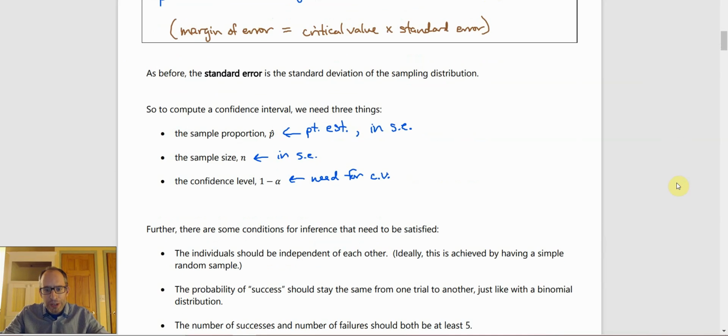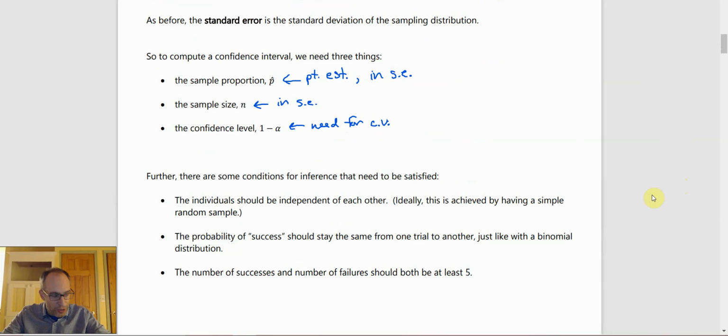All right. So then there are some conditions for inference that need to get satisfied. You want individuals to be independent of each other. If you have a random sample, you're good.